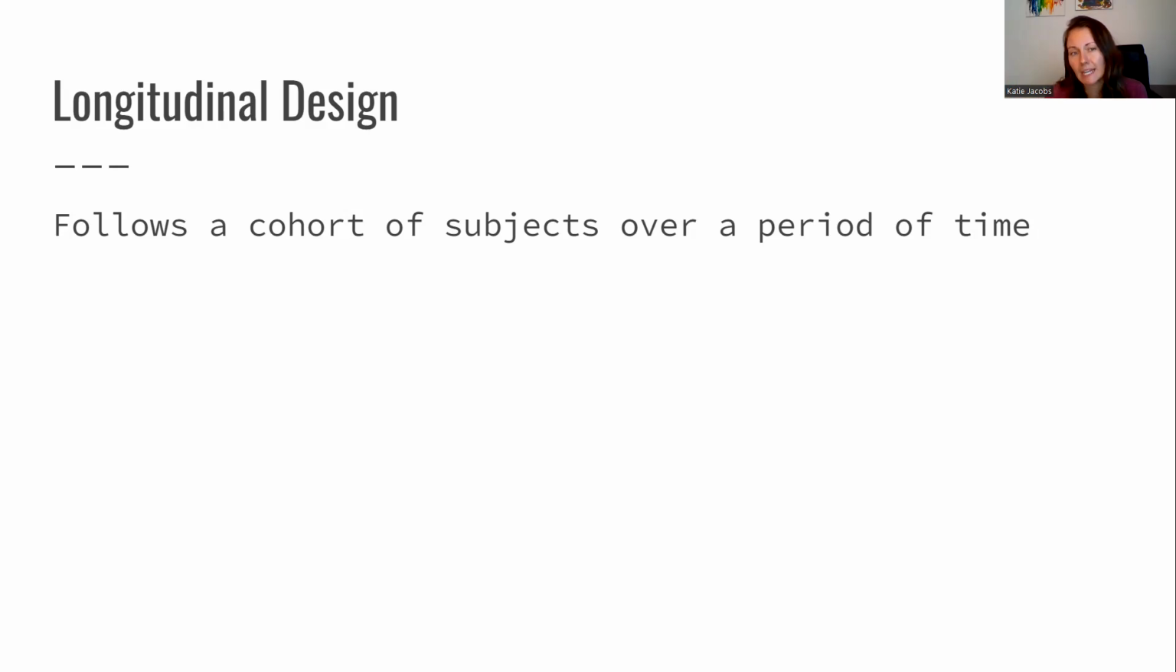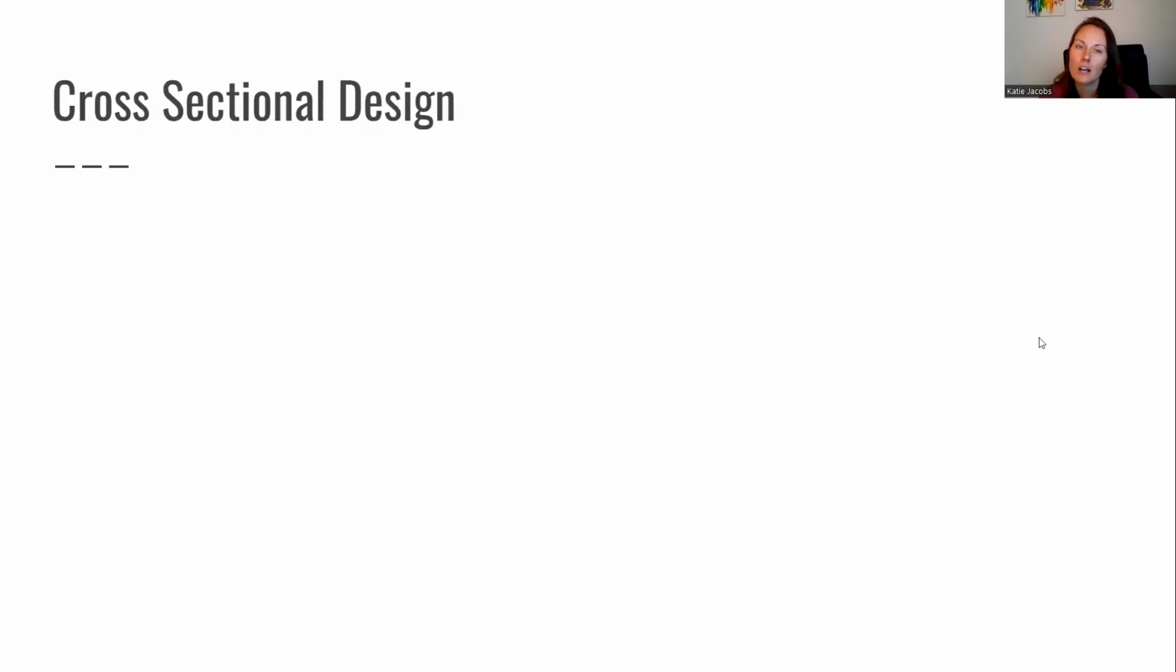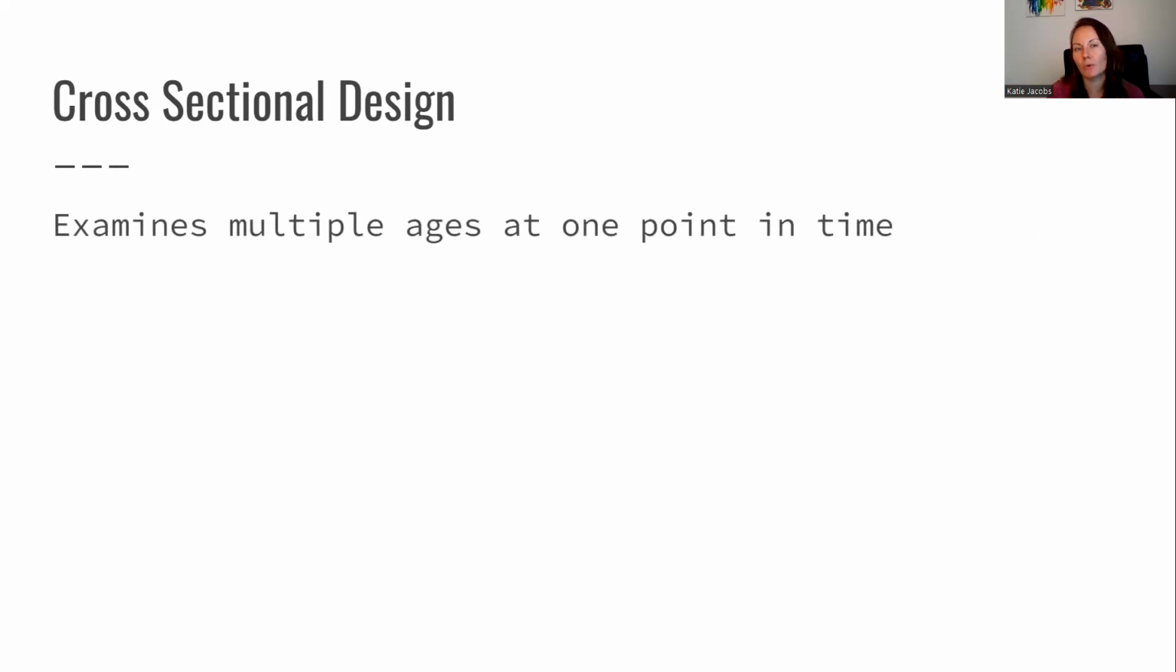But there's a limitation in that your cohort of subjects has shared history. If we remember back when we defined cohort earlier in this lecture, there are different experiences with different historical events, different worldviews, different experiences that may not extend to other cohorts. And that is why there's another type of research design called cross-sectional research design. This examines multiple ages at one point in time.